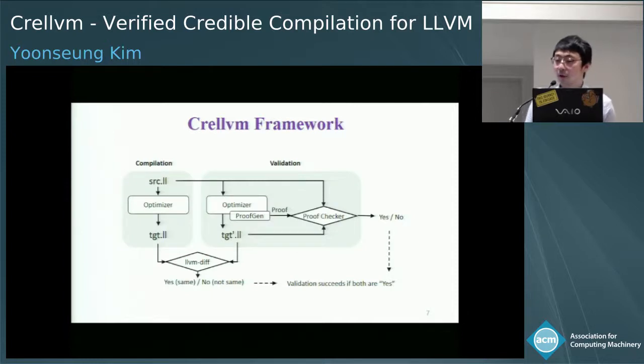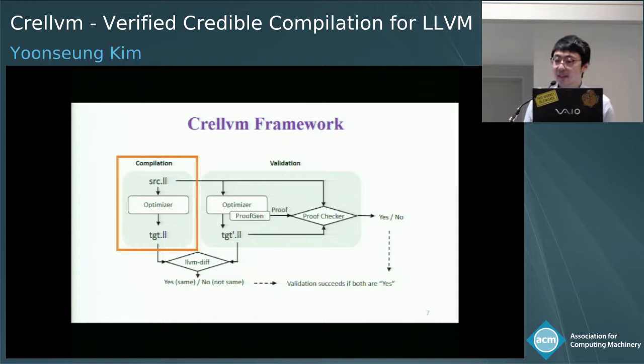This figure shows the overall structure of the Crellvm framework. The whole process is divided into two phases, compilation and validation. Since validation takes much longer than normal compilation, we separate them so that validation can be performed later selectively.